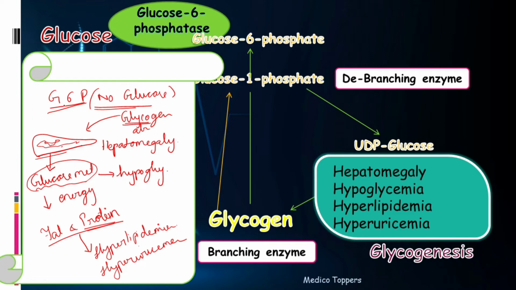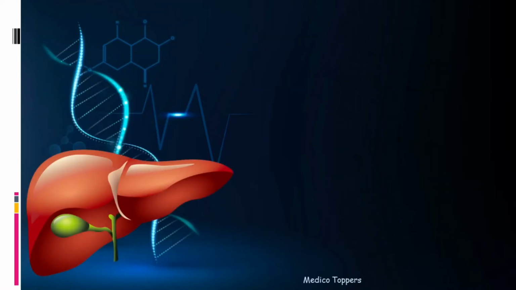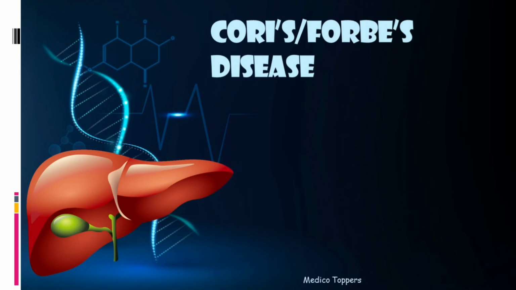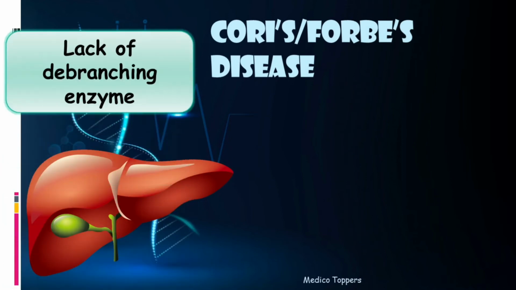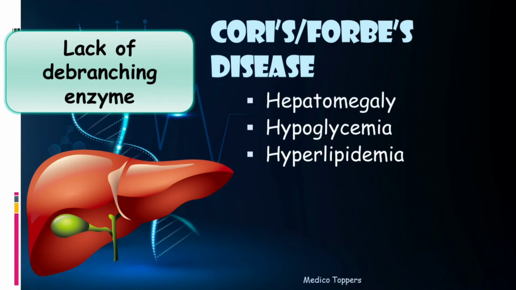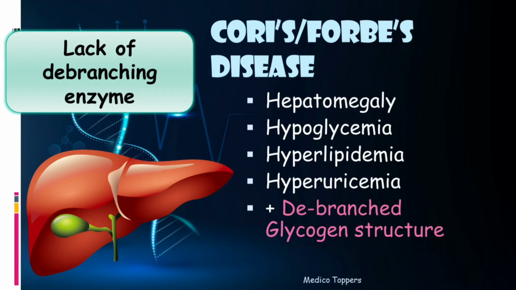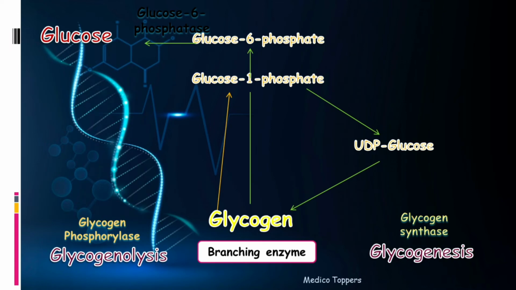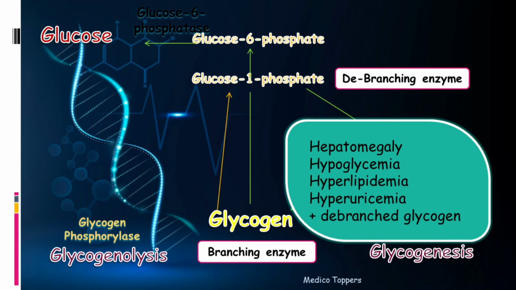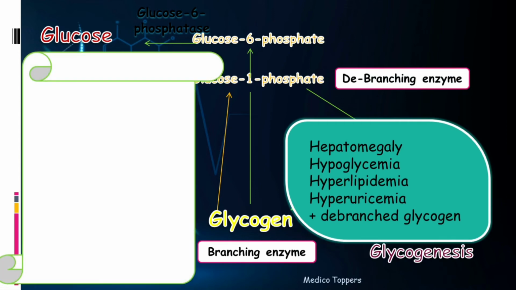Okay. So the next disease is Cori disease or Forbes disease. It is exactly similar to Von Gierke's disease, but adding to that, the main problem is a lack of debranching enzyme. So symptoms will be very similar. Adding to that, there will be debranched glycogen structures. Let me explain how it is happening. So we know in this pathway the problem is with the debranching enzyme. So the same things are happening.